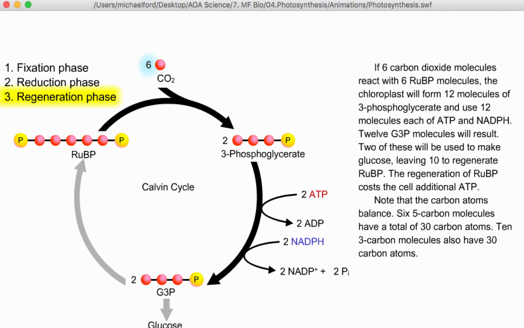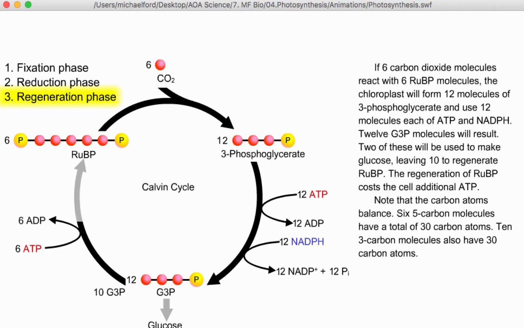If 6 carbon dioxide molecules react with 6 RuBP molecules, the chloroplast will form 12 molecules of 3-phosphoglycerate and use 12 molecules each of ATP and NADPH. 12 G3P molecules will result. 2 of these will be used to make glucose, leaving 10 to regenerate RuBP. The regeneration of RuBP costs the cell additional ATP.